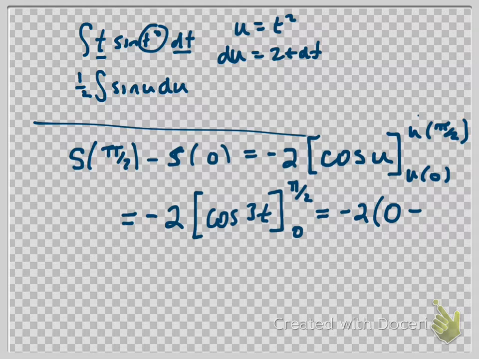If I put a 0 in, I've still got 0 inside the cosine, right? Which is 1. So my answer is 2. So the displacement, in essence, is 2. So in other words, this thing is 2, but it's positive 2.